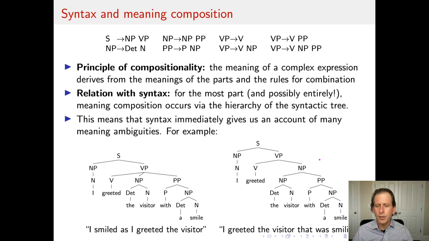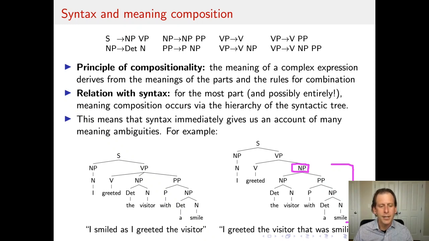So once again, remember, if I'm using greeted this way, it has an object. That object is that noun phrase. And both the word visitor and with a smile are part of determining that noun phrase, who's being greeted. And so with a smile should be inside that noun phrase. And in this structural description, it is. The prepositional phrase with a smile occurs within the overall noun phrase, the visitor with a smile. So we can gloss this as saying with a smile modifies visitor.